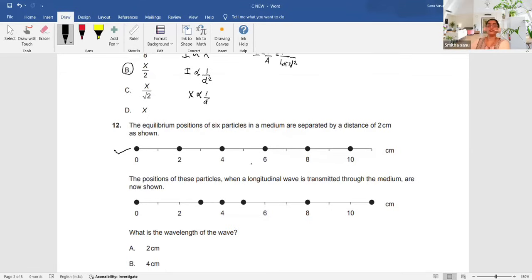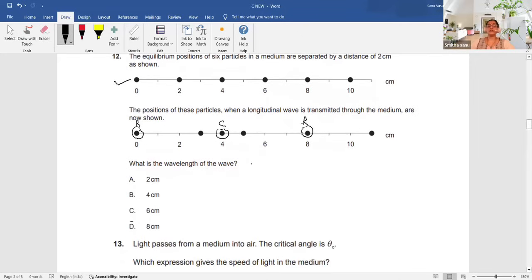Very clearly you can see the position of 0, 4, 8 doesn't change, which means that 0 is the center of rarefaction, 4 is the center of compression, 8 again is the center of rarefaction. And distance between two particles in same phase is one wavelength. So one wavelength is the distance between 0 and 8, which is 8 centimeters. So your answer is D.